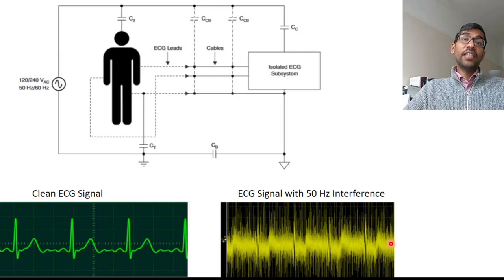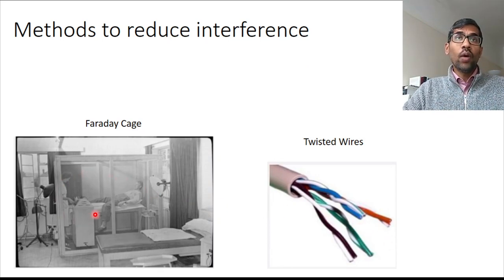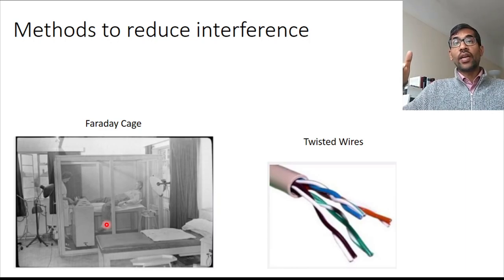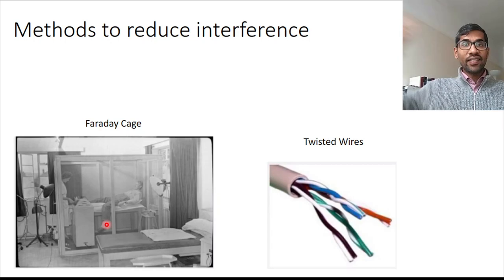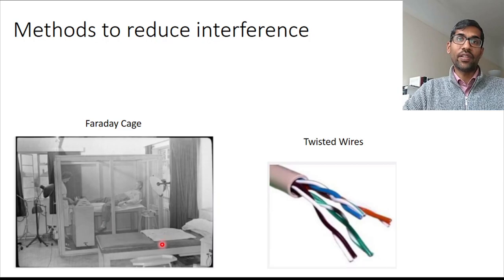Okay, so how do we get rid of this 50 hertz noise? There are two approaches that we could use. One is you sit in a Faraday cage. A Faraday cage is basically a place where all kind of electromagnetic radiation is stopped, so that the parasitic capacitances from the 50 hertz noise is not carried on to you. You are not connected to it. The Faraday cage stops that. So that's one way of doing it.